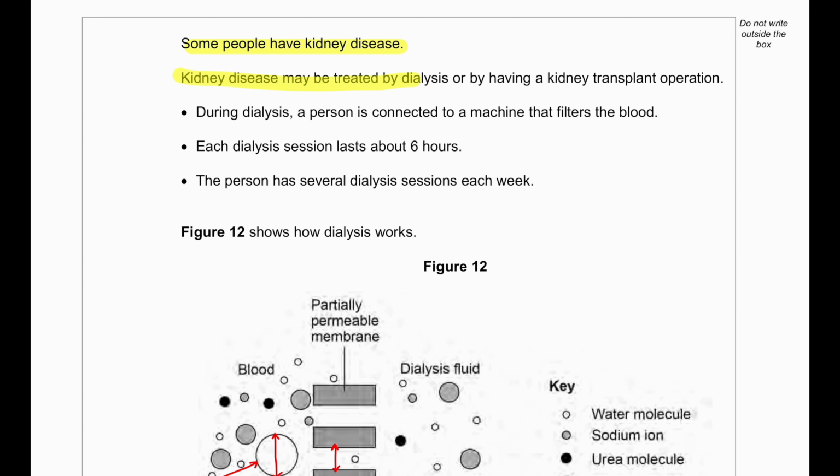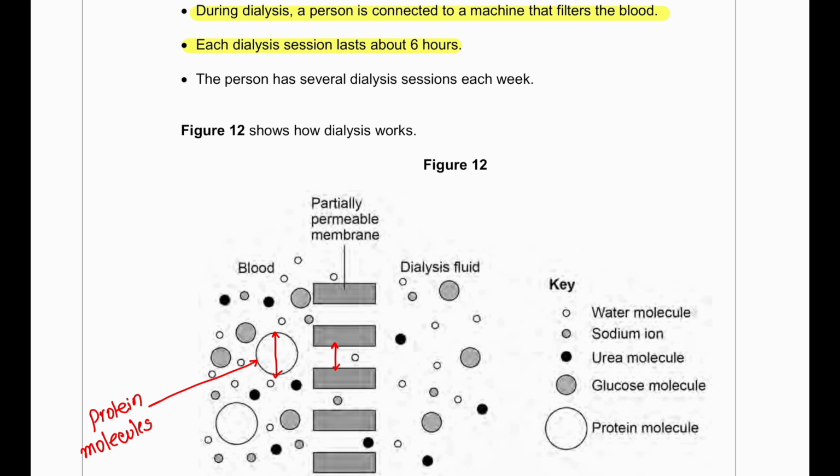Kidney disease may be treated by dialysis or by having a kidney transplant operation. During dialysis, a person is connected to a machine that filters the blood. Each dialysis session lasts about 6 hours. The person has several dialysis sessions each week. Figure 12 shows how dialysis works.